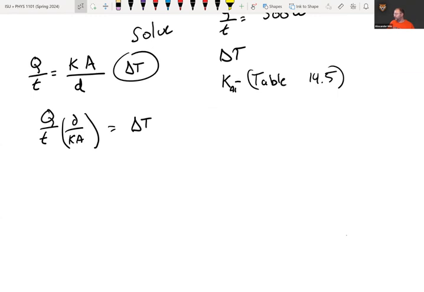Now, the next one I wanted to look at was a thermal expansion problem. Okay.